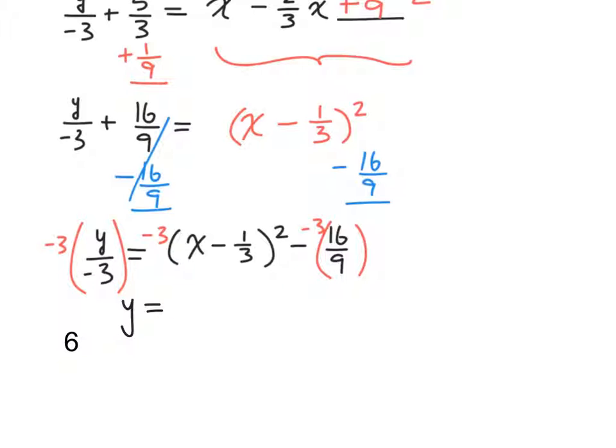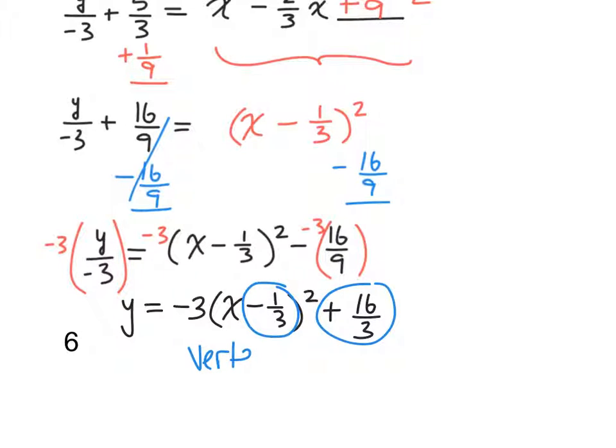On the right-hand side, we have -3 times (x minus 1/3) squared. We're going to have a plus because we have two negatives. Plus what? 16/3. All right, so from this, we can get our vertex and our axis of symmetry. Our vertex is what? 1/3, 16/3. And our axis of symmetry, x equals 1/3.